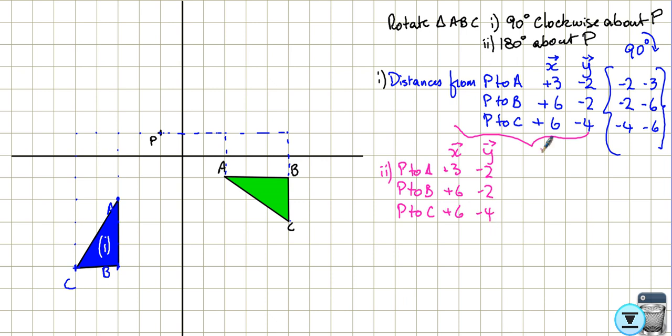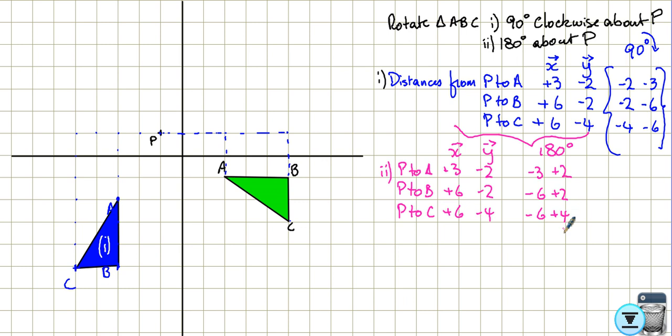Now I need to rotate that by 180 degrees. Remember the rule for rotating by 180 degrees? The rule was simply change all signs. So plus 3 minus 2 becomes minus 3 plus 2. This becomes minus 6 plus 2. And this becomes minus 6 plus 4.